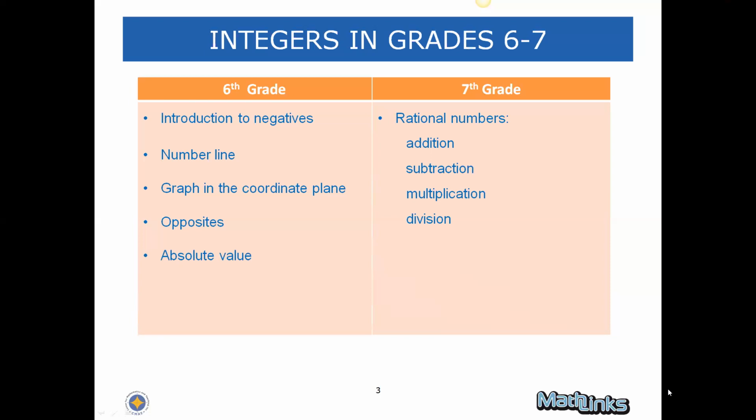According to Common Core, students study rational numbers concepts in 6th grade and rational number operations in 7th grade.